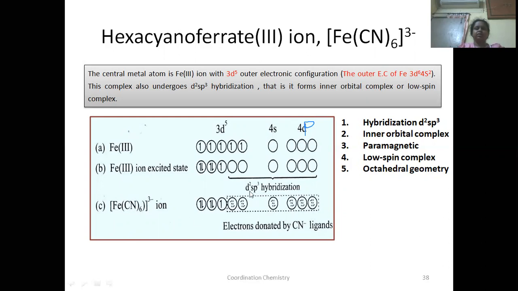This is due to d2sp3 hybridization. If we summarize this, what is the hybridization? d2sp3. Since inner 3d orbital is involved in the hybridization, it is an inner orbital complex. So do we have any unpaired electron here? Only one unpaired electron is there. Therefore this is paramagnetic. But since the magnetic moment is very low because of only one unpaired electron, this is a low spin complex. And what is the geometry with d2sp3 with coordination number 6? Obviously, it is octahedral geometry. Let us see the geometry now.